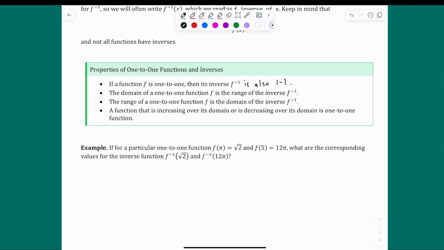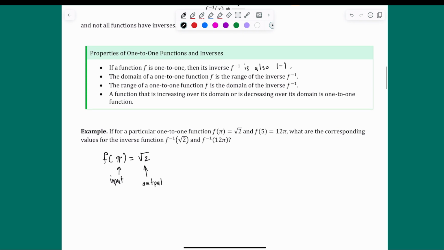If for a particular one-to-one function f, f of pi equals square root of 2 and f of 5 equals 12 pi, what are the corresponding values for the inverse function, f inverse of square root of 2 and f inverse of 12 pi? Alright, so we just use this information that we're given here. We have f of pi, which is equal to the square root of 2. Here we have an input of pi and an output of square root of 2.